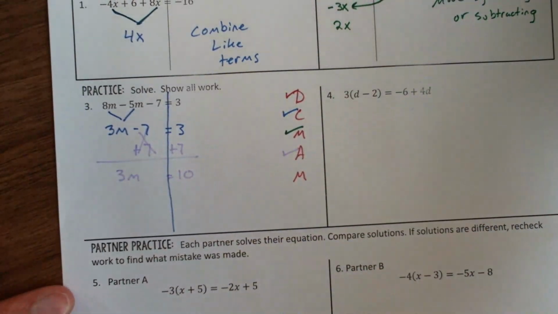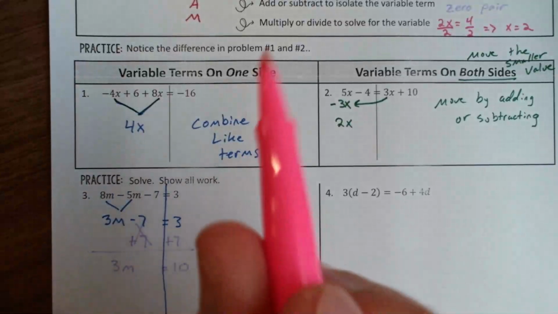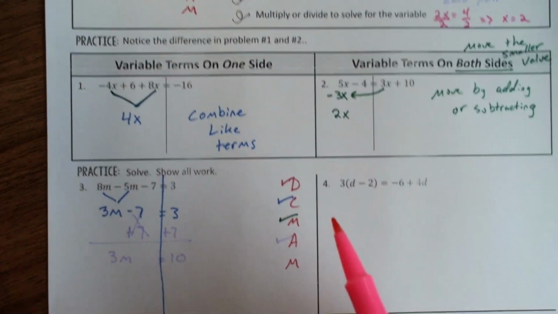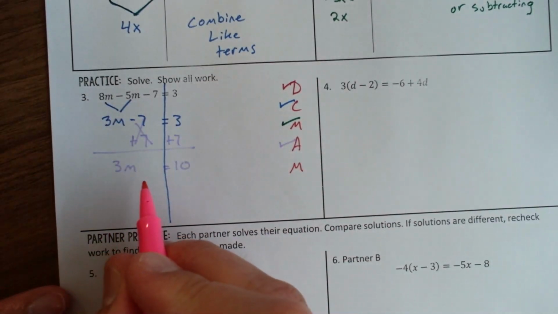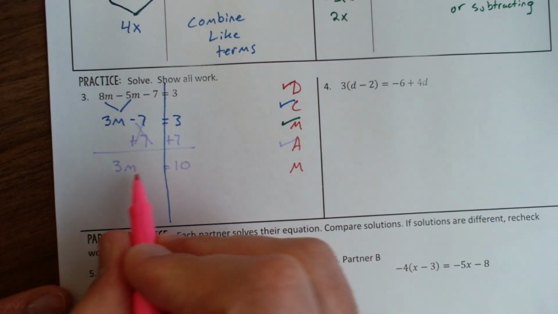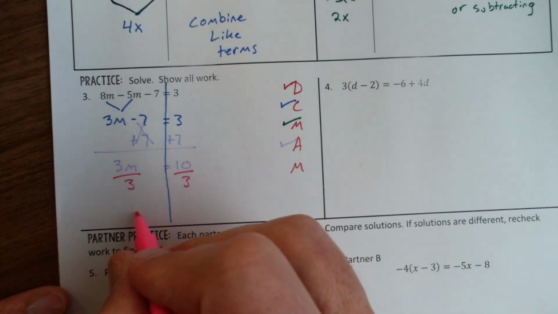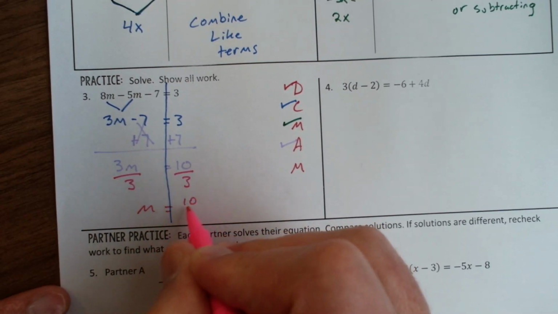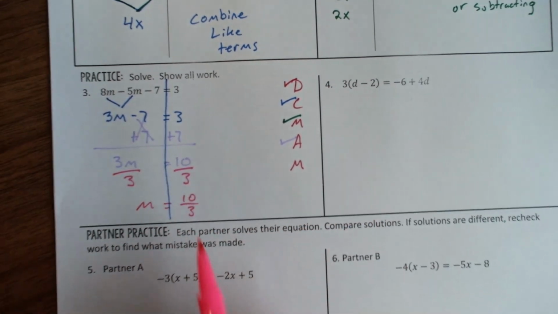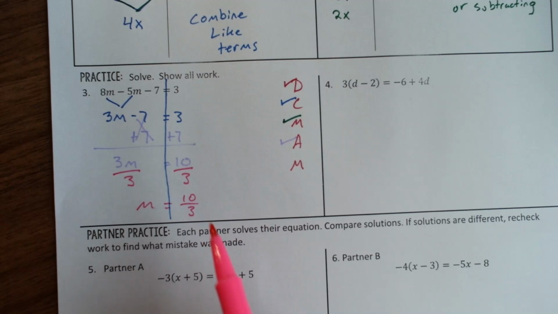I have added or subtracted. My final step, multiply or divide to solve for the variable. Here I have 3m. I need to do the opposite of multiplying by 3, which is dividing by 3. I have m equals 10 over 3. This is an improper fraction. This also is a fraction that would, if we go through it, end up with a decimal. And it's going to be a repeating decimal. It's going to go on forever. Don't worry about it. Leave it like this.